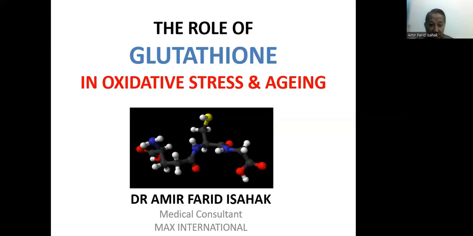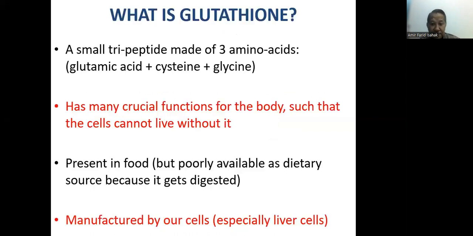So the topic is the role of glutathione in oxidative stress and aging. And in fact, this is, in inverted commas, the original topic for discussion of glutathione, because glutathione was first known as an antioxidant to fight free radicals and oxidative stress. Okay, so to know the role of glutathione, we need to know what glutathione is first.